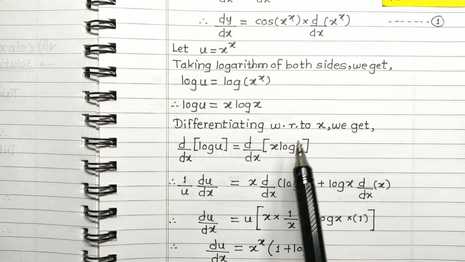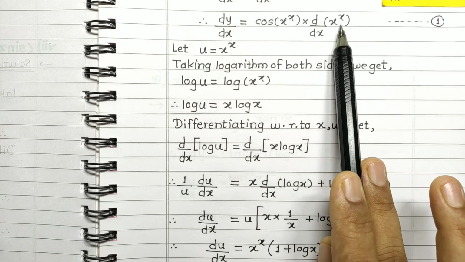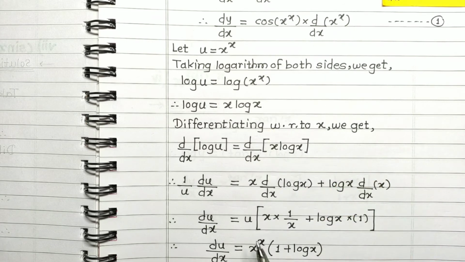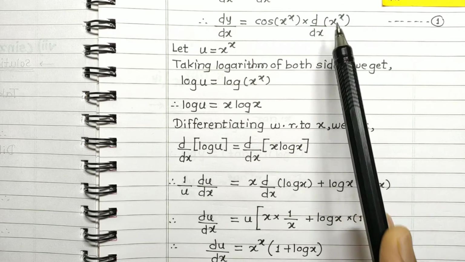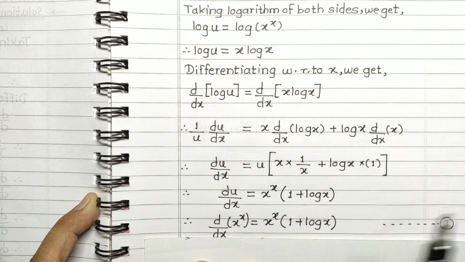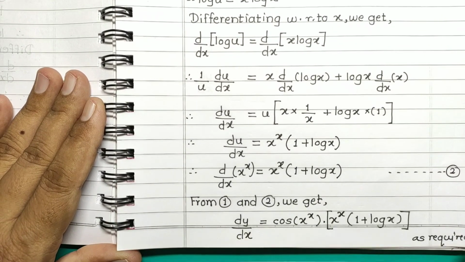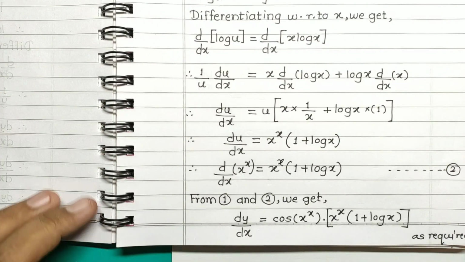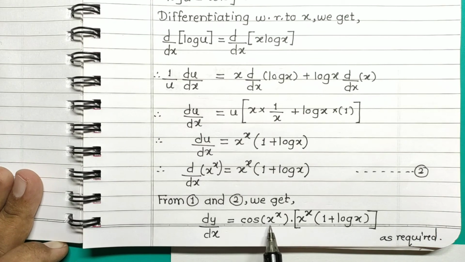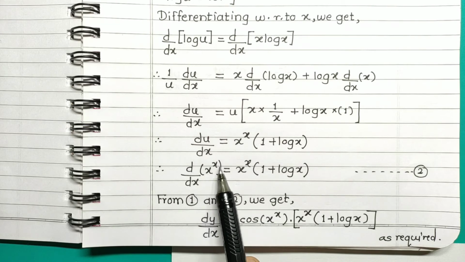Okay. Now see equation 1 and 2. In equation 1 we have a problem with this derivative. We don't know what the derivative of this function is. So we have solved that problem and found the derivative of x raised to x in equation 2. Replacing that term in equation 1 with this derivative, we get the final derivative dy by dx as sec of x raised to x into, here we have multiplied with the derivative of x raised to x, and now it is x raised to x into 1 plus log x.